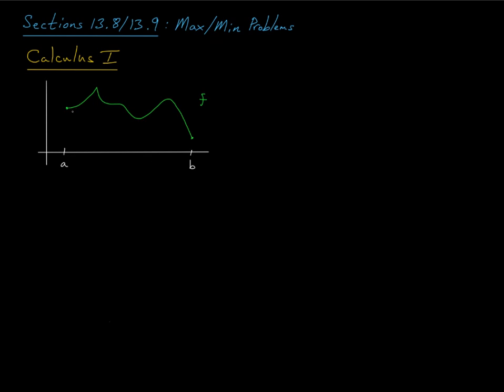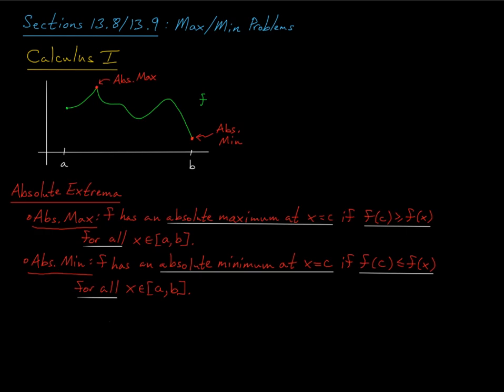So let's say we have a function of a single variable f, and it's defined on this closed interval a to b. I want to first just recall a few pieces of terminology. We have what are known as the absolute extrema. This makes up the absolute max and the absolute min of the function on this interval.